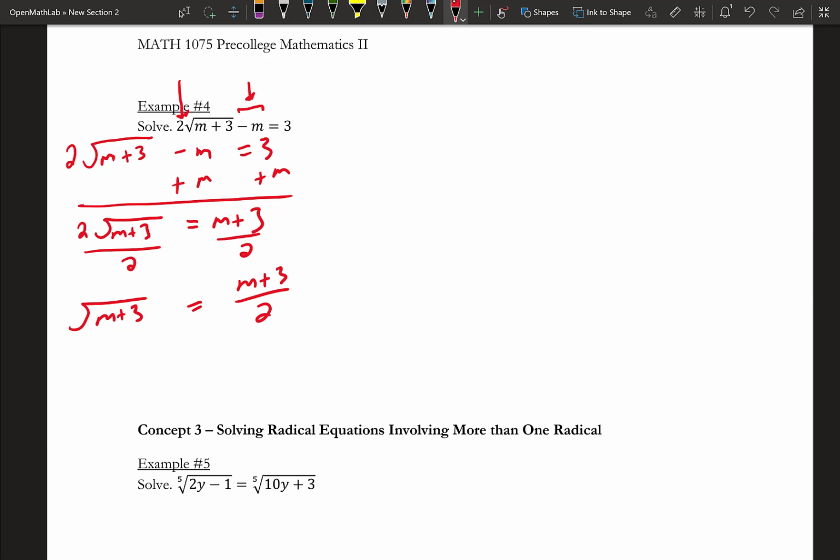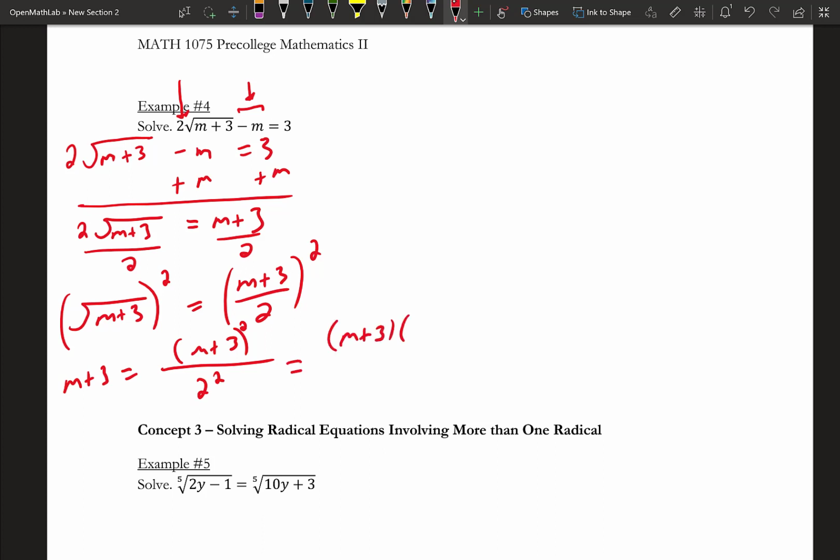And now that I have the square root isolated, now is where I want to square both sides, right? So on the left side, this would just be m plus 3. Remember we have to take each part to the power, right? If you have a fraction raised to a power, you take the numerator to that power and then the denominator to that power, right? So this becomes (m plus 3) times (m plus 3), all divided by 4, which is going to give you m squared. Oops. Well, we're going to have m plus 3 on the left-hand side still.